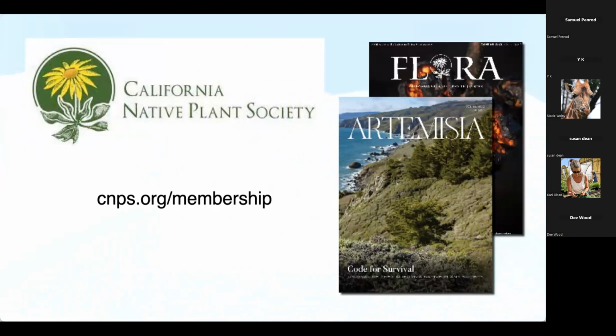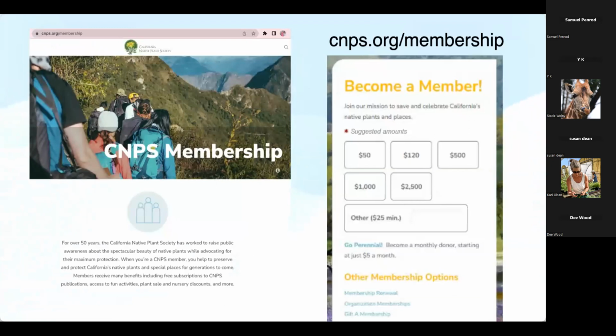and the ability to join 2 different chapters of CNPS. If you'd like to join North San Joaquin Valley chapter and one other, such as Santa Clara Valley chapter or the Sacramento chapter or others, whichever one just seems to speak to you, it will be an option when you go to the link on the slide, which is cnps.org/membership. And we hope you join us here in the North San Joaquin Valley chapter and whichever other chapters you feel kinship with.